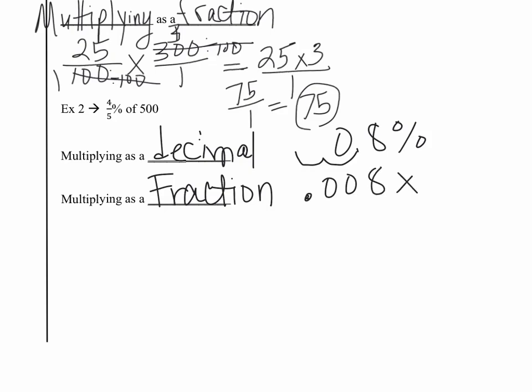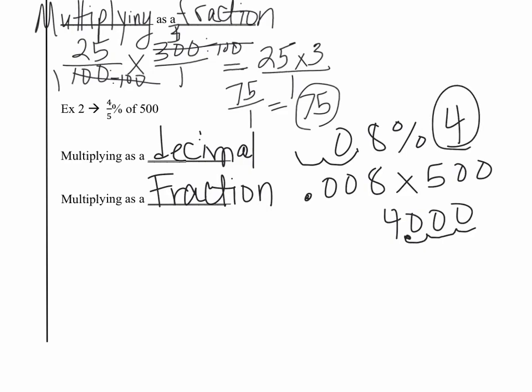Then you multiply that by 500. That's pretty simple. 5 times 8 is 40. So 500 times 8 is 4,000. But then you have to put the decimal back in the answer. 1, 2, 3. So the final answer is 4.